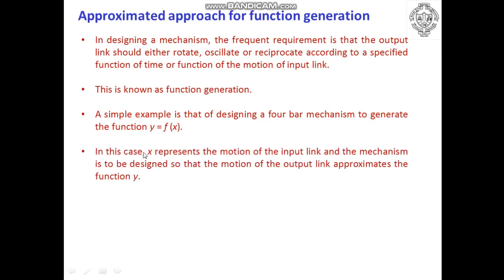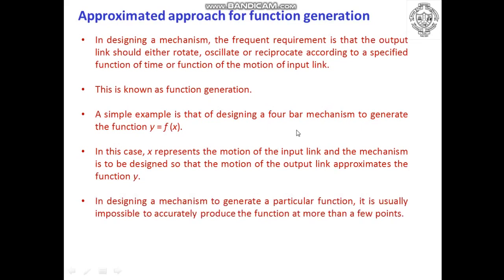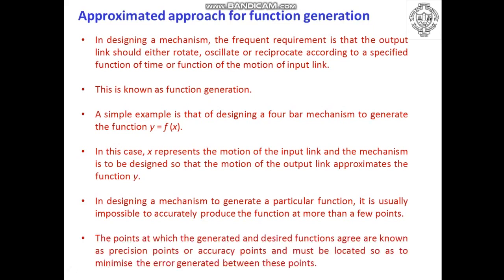So in this case, x represents the motion of the input link and the mechanism is to be designed such that the motion of the output link approximates the function y. In designing a mechanism to generate a particular function, it is usually impossible to accurately produce the function at more than a few points. The points at which the generated and desired functions agree are known as precision points.